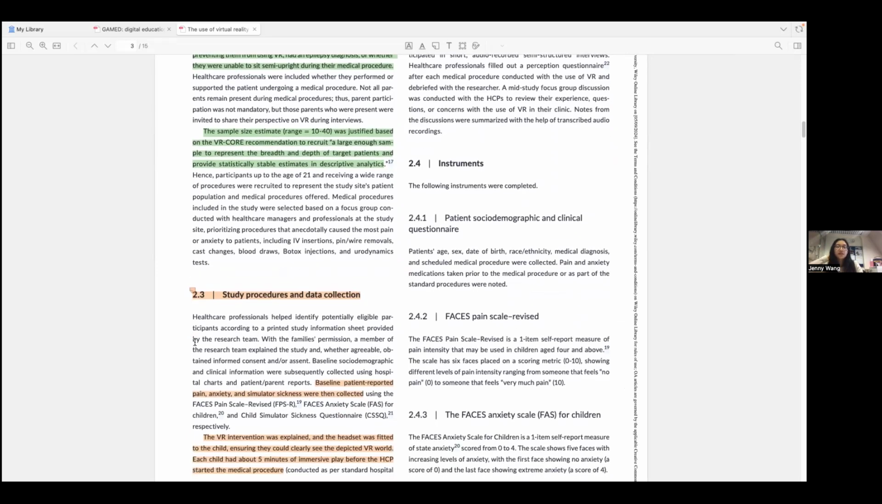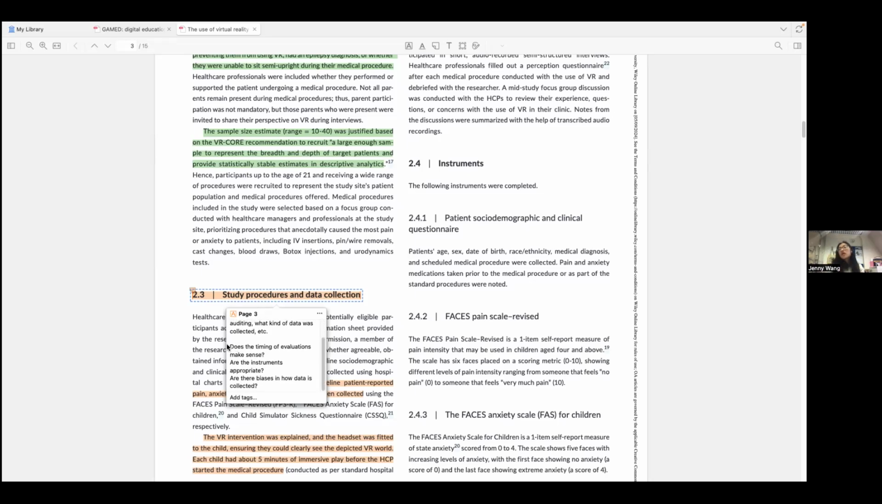We'll move on to study procedures and data collection. This is usually a section where they outline exactly what they did, the order that they did it in, and what tools they used to collect data. For example, you're going to need to ask questions about the timing of interventions or when they chose to evaluate findings, and what kind of data was collected.